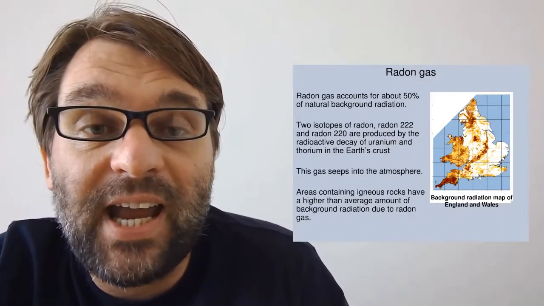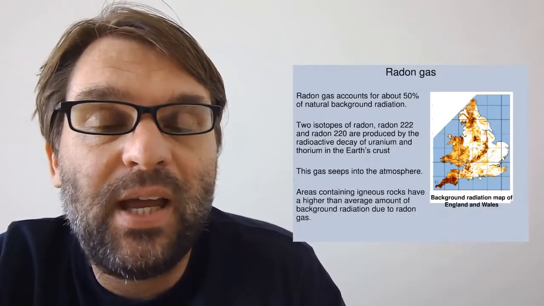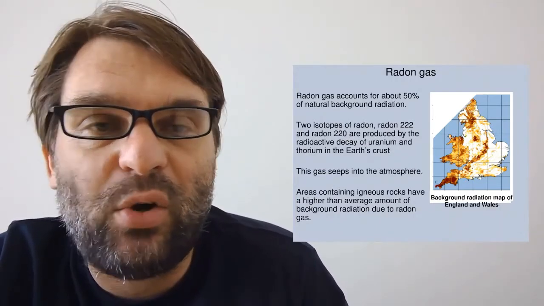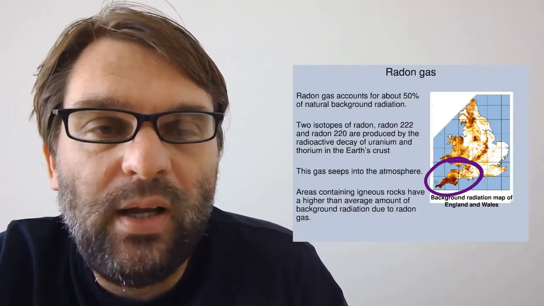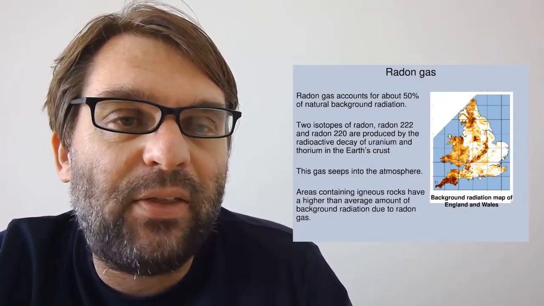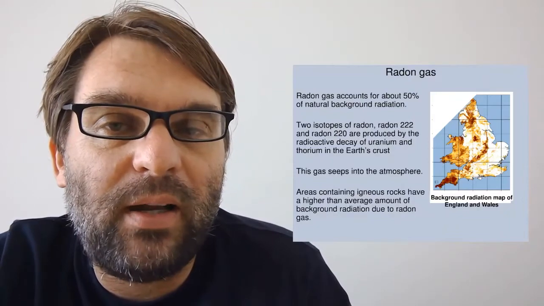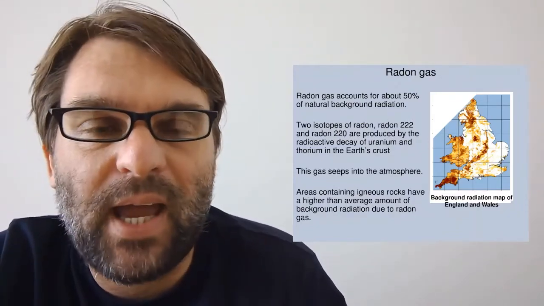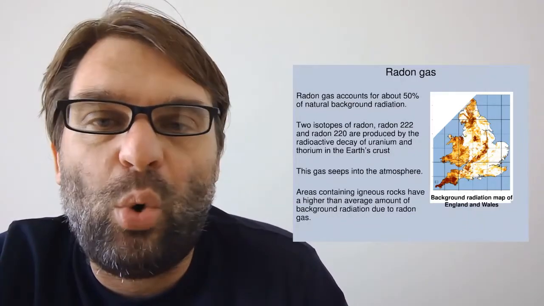So areas containing igneous rock and cave systems have higher than average amounts of background radiation due to this radon gas. And we can see here in the map that Cornwall has higher levels of radon gas because there are lots of limestone caves which trap the gas.